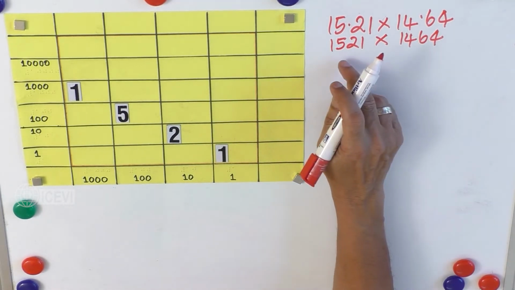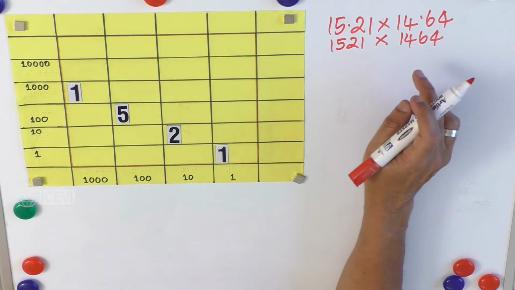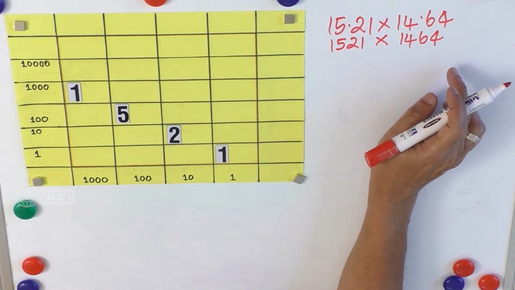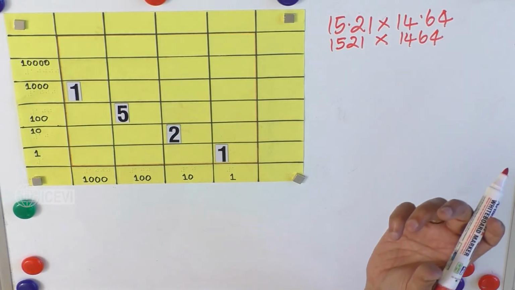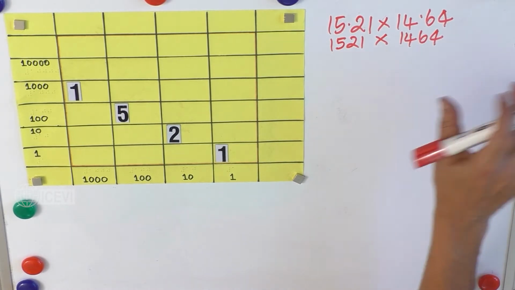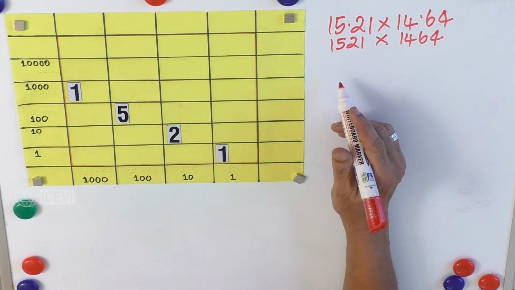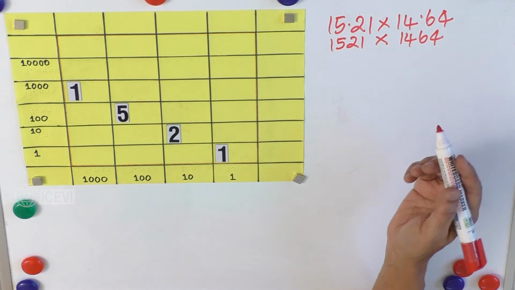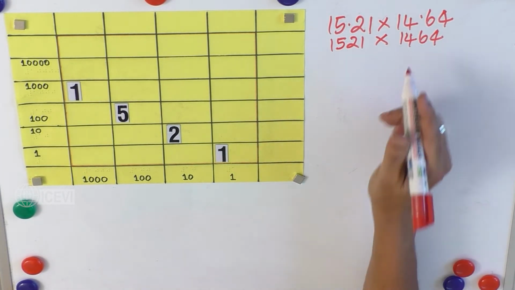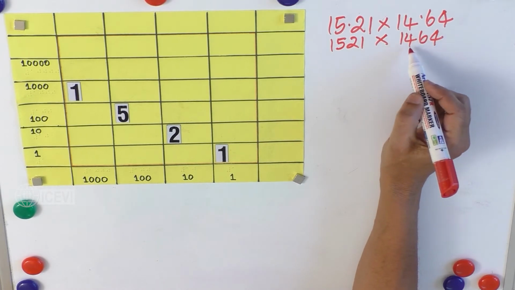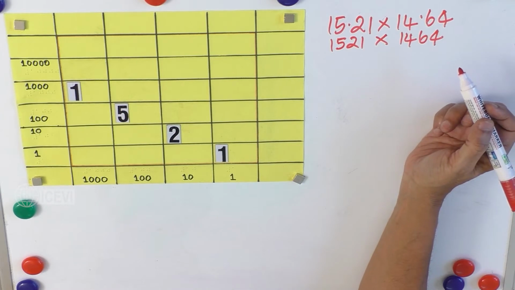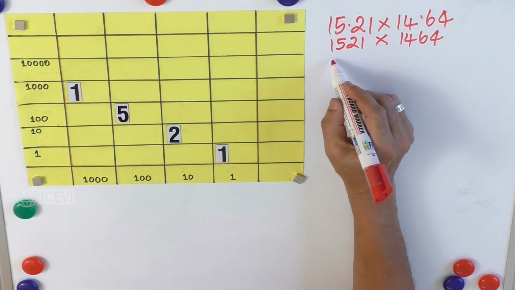Sometimes with a 4-digit multiplier and 4-digit multiplicand, unless proper attention is given, there is a possibility that somewhere there may be a problem with the calculation. So some children may be comfortable with a smaller multiplicand. So is there a way to treat 1464 as two multiplicands? Yes, there is a possibility. Let us see how we can do that.